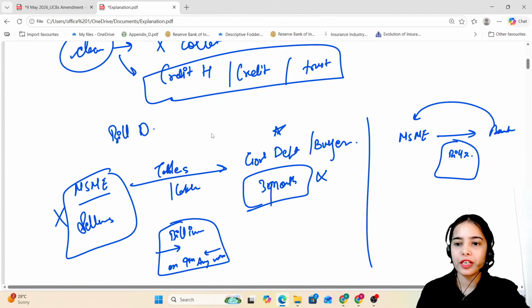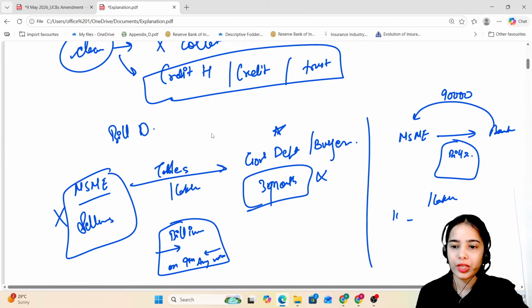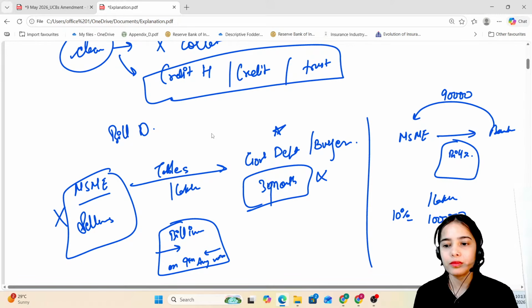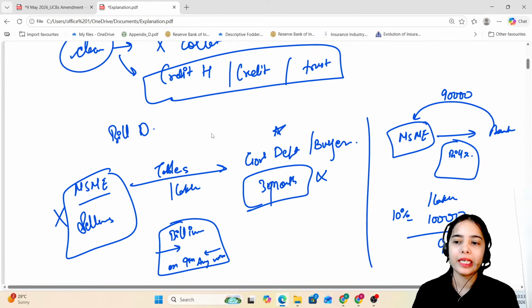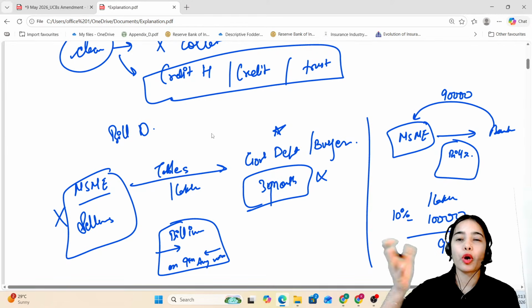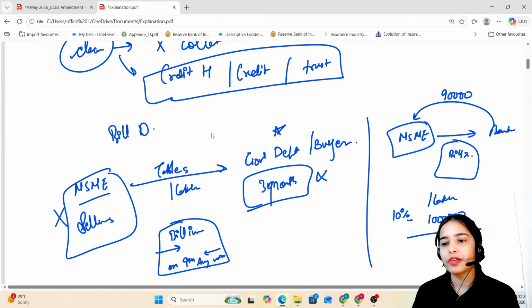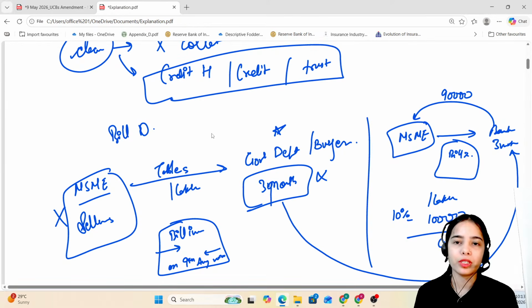So the bank will give the MSME, let's say, 90,000 rupees. The bill is of 1 lakh rupees, so the bank is taking a discount of 10%. The discount rate is 10%, and 10% of 1 lakh is 10,000. So after deducting the 10,000, 90,000 is given to the MSME. The 10,000 is basically the profit of the bank, we can say. Okay. So after 3 months, the bank will retrieve 1 lakh from the buyer.